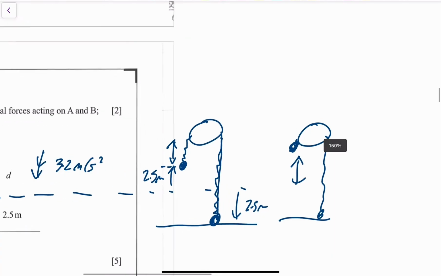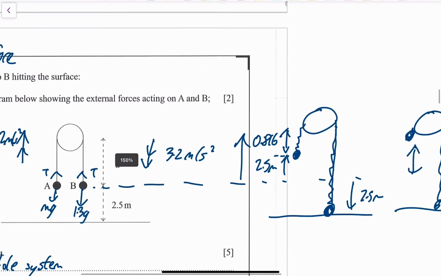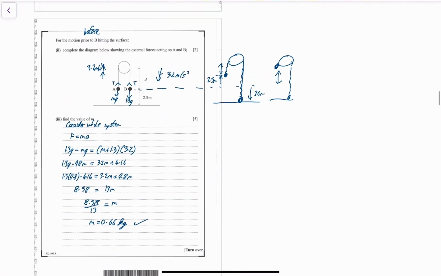Okay, so remember, if we look back, where is this diagram? You'd already gone up this. We had found that this was our 0.816, and you'd already gone the 2.5, so you want to add that on as well. Okay.